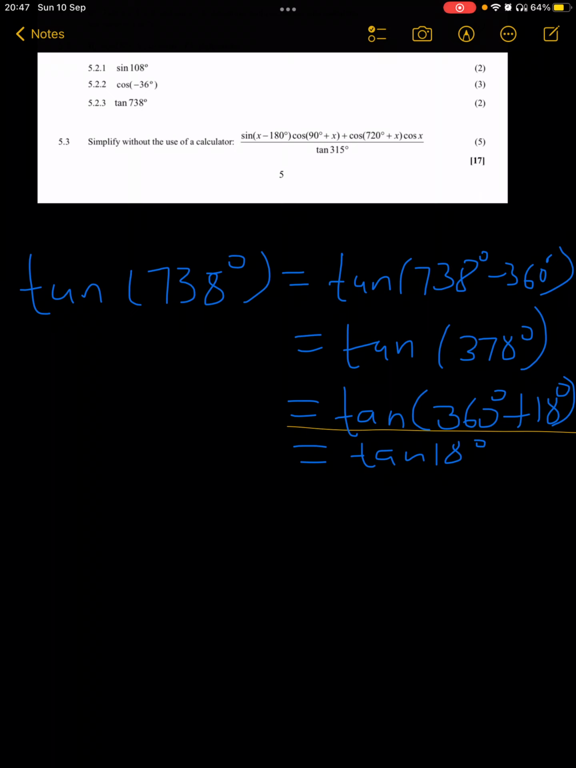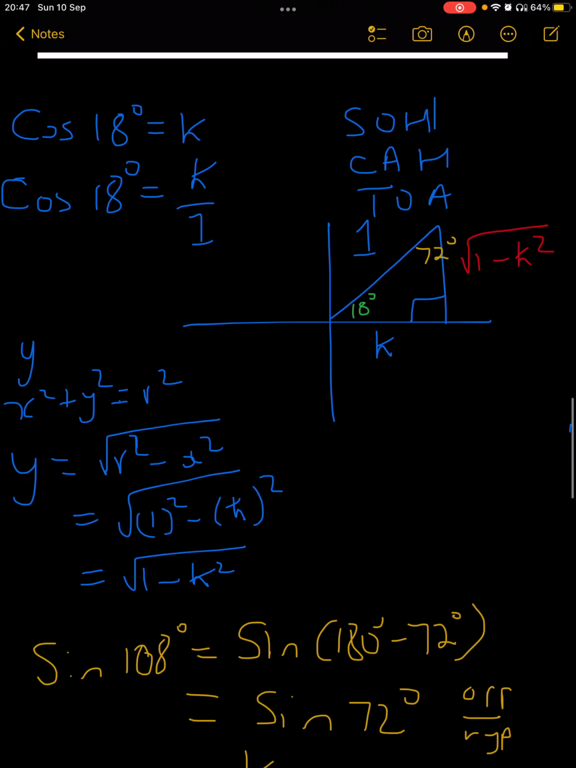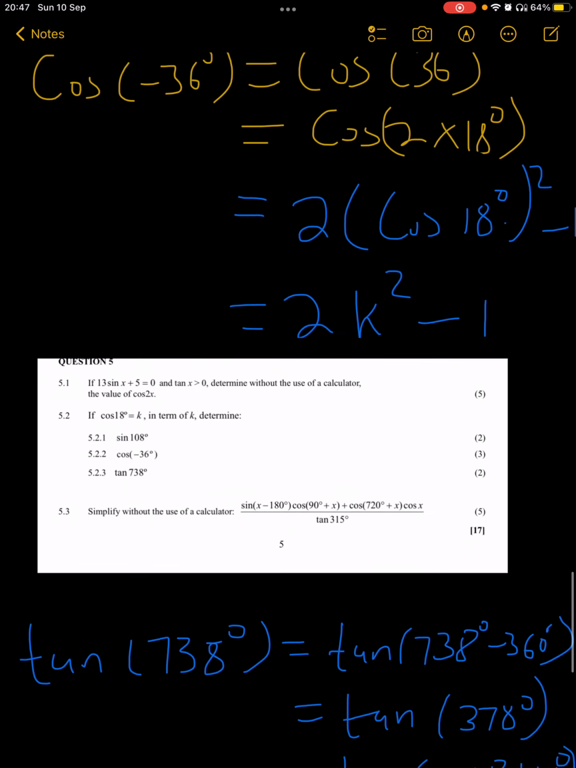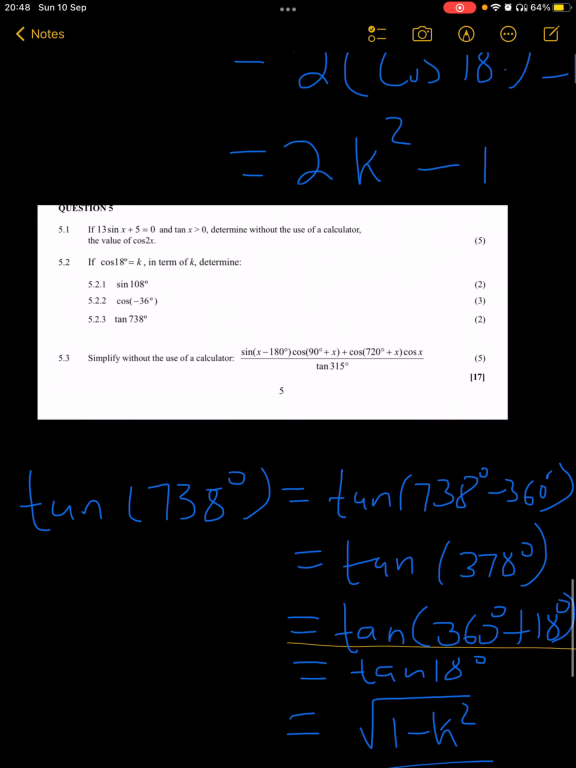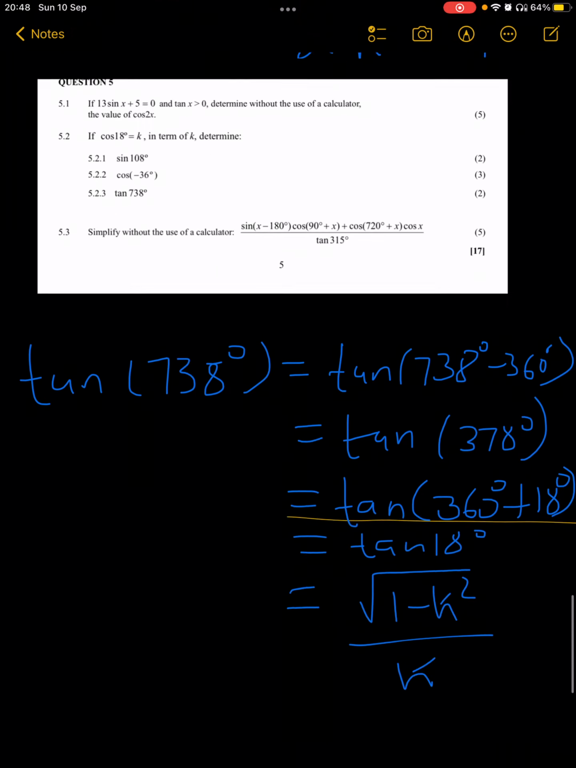Tan of 360 plus an angle is found in the first quadrant, and then how do we get tan 18 from our diagram? Let us scroll back to our diagram. Tan is the opposite over adjacent. So our opposite side is the square root of 1 minus k squared, and our adjacent side is k. So tan of 18 will be equal to the square root of 1 minus k squared divided by k. Okay, simple as that.